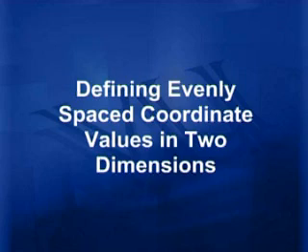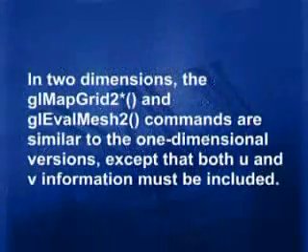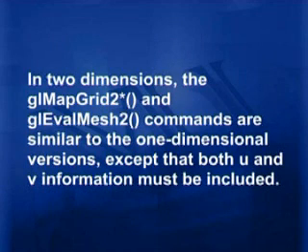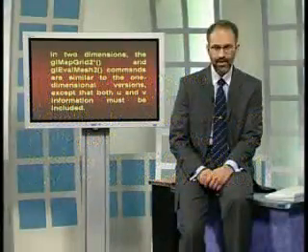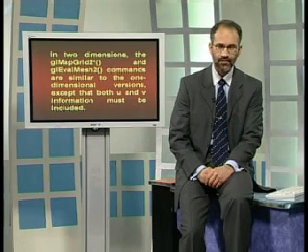Next we'll be discussing defining evenly spaced coordinate values in 2 dimensions. We have talked about this issue in 1 dimension, how we can specify evenly spaced values, but now when we are talking about 2 dimensions, we are talking about making of the surfaces. Let's revisit the same issue from the 2 dimensions perspective. In 2 dimensions, the glMapGrid2 and glEvalMesh2 commands are similar to the 1 dimensional versions, except that both u and v information must be included and specified over here.